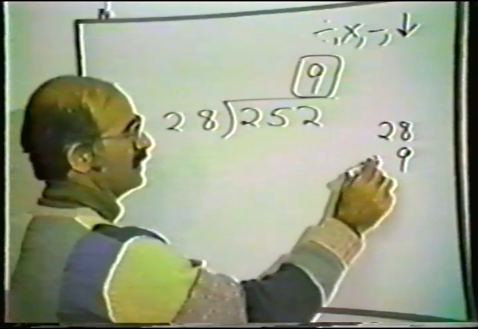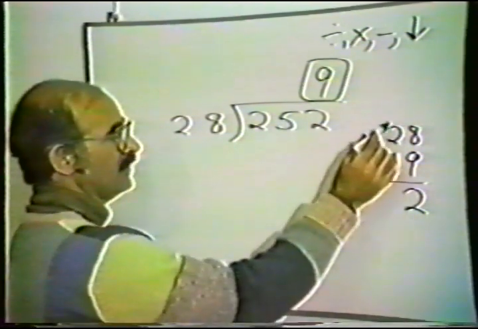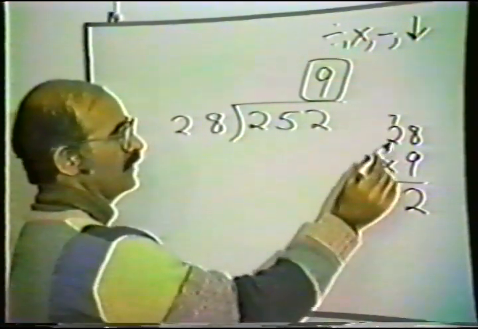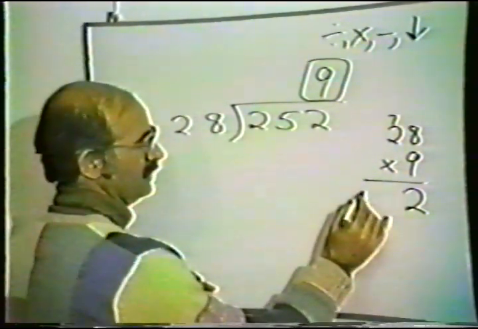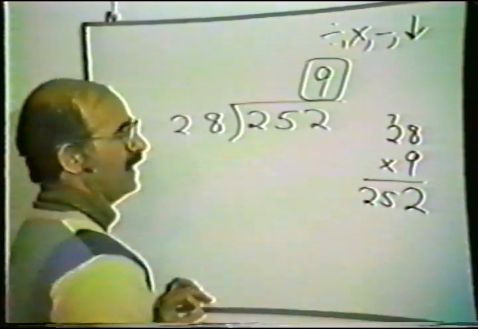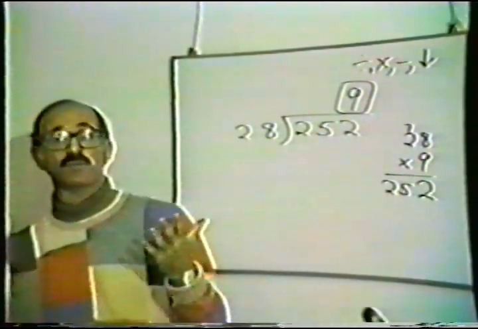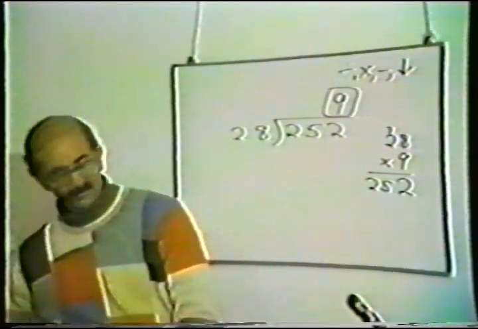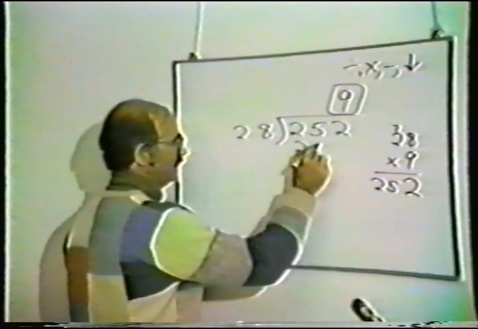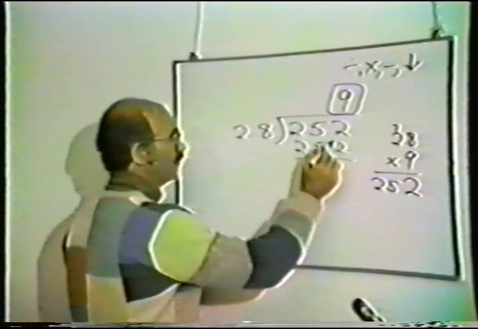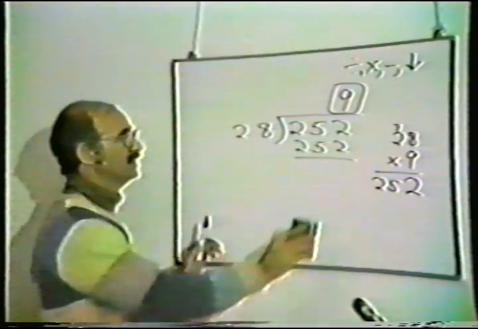28 times 9. 8 times 9 is? 72. Put down the 2, carry the 7. 2 times 9 is? 18. Plus 7? 25. 252. Is that good? Yes. Very good. And our check would be 9 times 28, 28 times 9, and it's already been done.